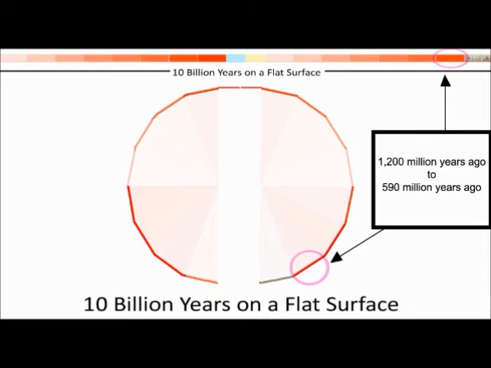The painting that I'm currently working on is titled 1200 to 590 million years on a flat surface. When it is completed, the painting in its entirety, that is including the 590 million years on a flat surface, will be titled 1200 million years on a flat surface.